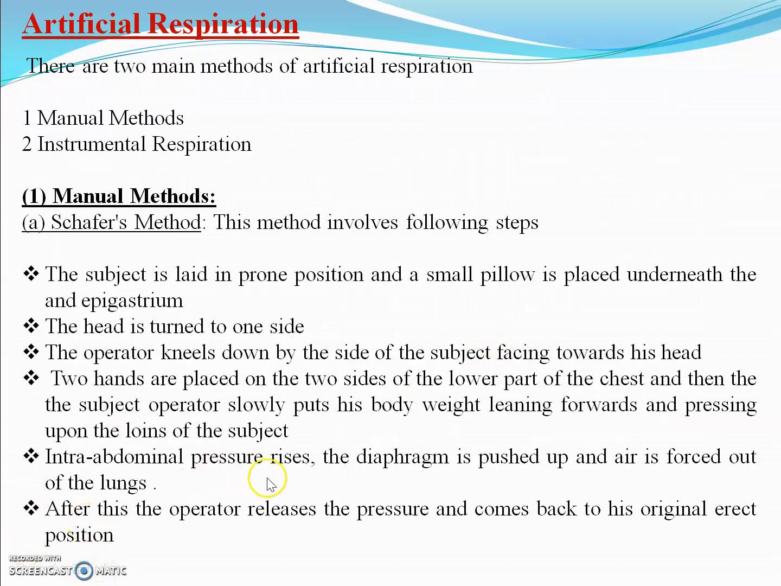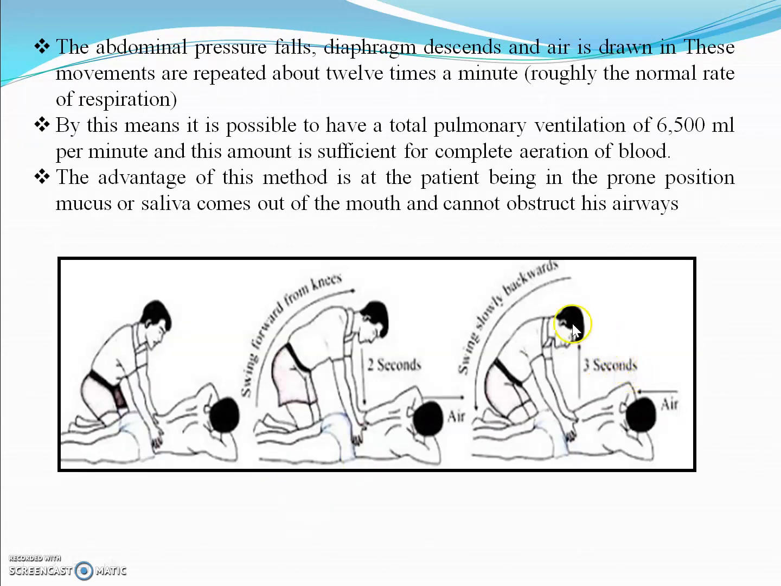See, the intra-abdominal pressure rises and because of which the diaphragm is pushed up and the air is forced out. Then again it will come back towards its normal position, which causes the diaphragm to descend and the air is drawn in. Thus the respiration process is done, that is artificial respiration is done.